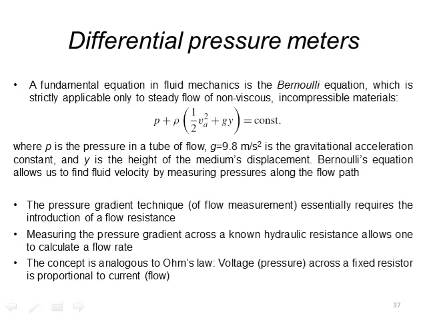However, if we have an incompressible medium, then we have to use Bernoulli's equation, and the estimation of the average flow velocity becomes a little more complex. The pressure gradient technique essentially requires the introduction of a flow resistance, and then we measure the pressure gradients across a known resistor to calculate a flow rate. As I said earlier, this is analogous to Ohm's law.